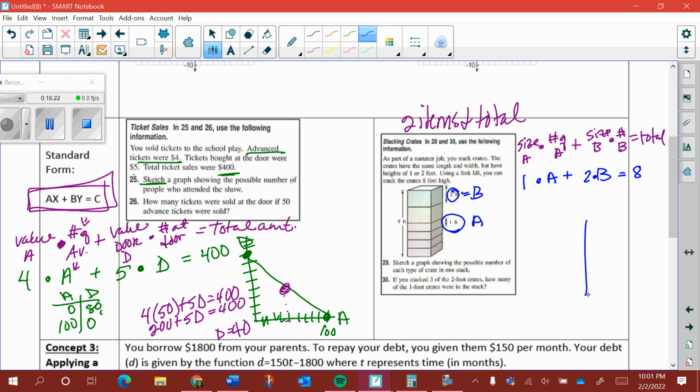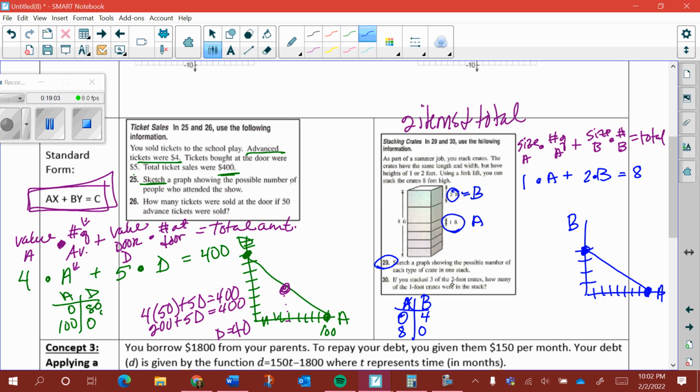And I can sketch this. This is my A and this is my B. If I were to solve this equation, let A equal 0. So if A is 0, 1 times 0 is 0, 2 times B equals 8, so B equals 4. If I plug in a 0 for B, I'm going to have 1A equals 8, so A is 8. So the points are (8, 0) and (0, 4). And there's my possibilities. So there's sketching my graph.